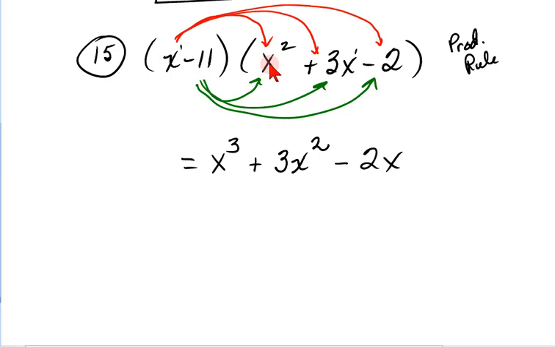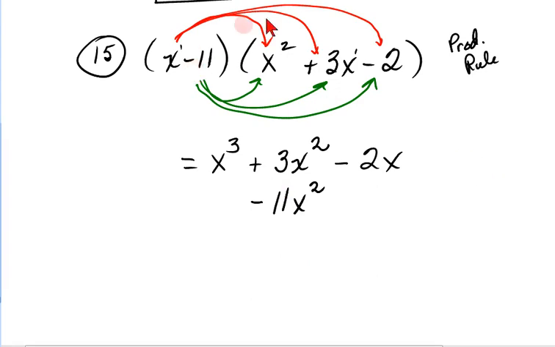Negative 11 times x squared gives me negative 11x squared. Now, why did I choose to write it where I did? Because those are like terms, so I might as well line them up. It's better than having it drag way over here.